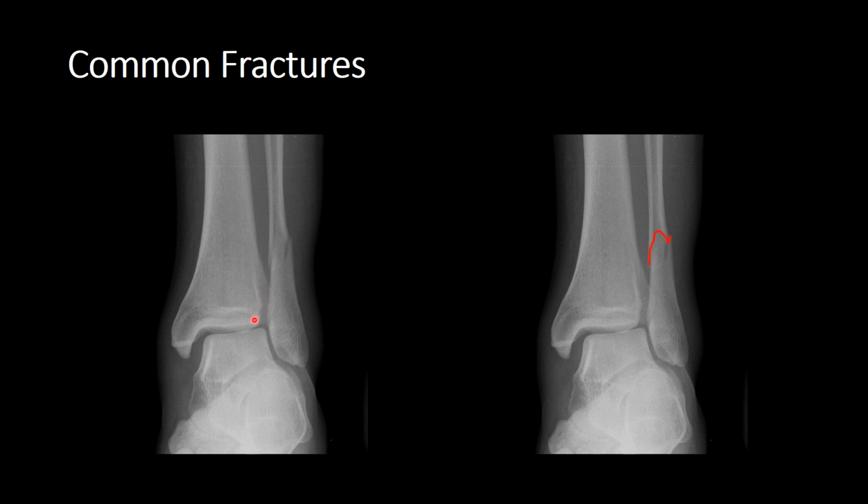So although this potentially looks like a normal lateral clear space, we can clearly see that the medial clear space is far greater than 4 millimeters or less. And so therefore we have got lateral talar shift. So we know that the intraosseous membrane is disrupted and it's disrupted up to the level of the fracture.